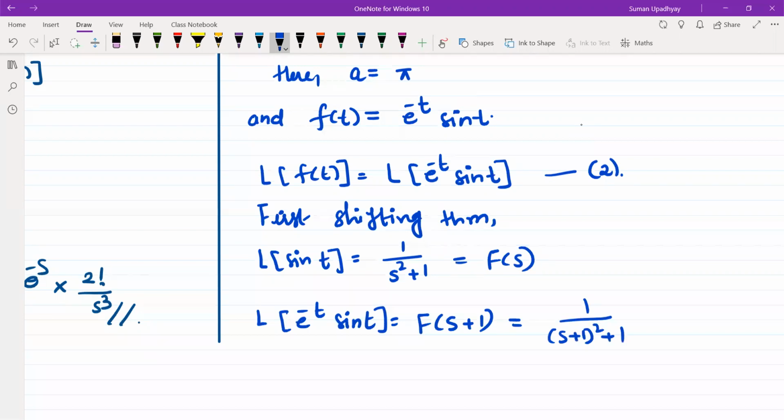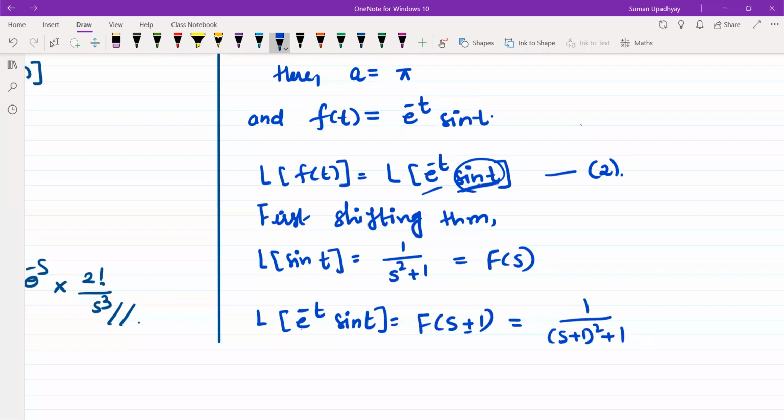What did I do over here? I was given e raised to minus t sin t, whose Laplace I have to find. So I am applying the first shifting property because my function is multiplied with an exponential. First shifting property tells us that you calculate sin t's Laplace first, which is 1 upon s square plus 1, and equate it to f of s. And when I multiply f of t with e raised to minus t, the answer becomes f of s plus 1, because e raised to minus t is there. Whenever minus is there, s plus will come. And how did 1 come? Because the coefficient of t was 1. So that's why 1 has come.